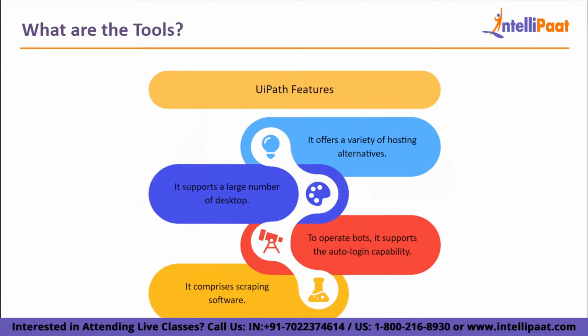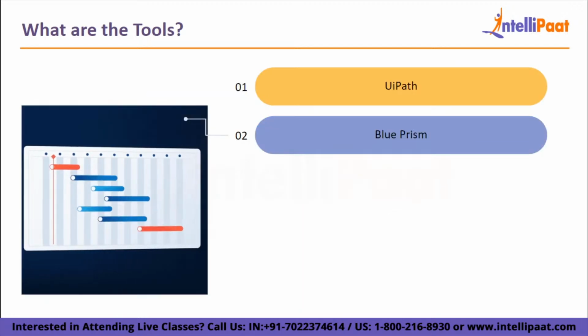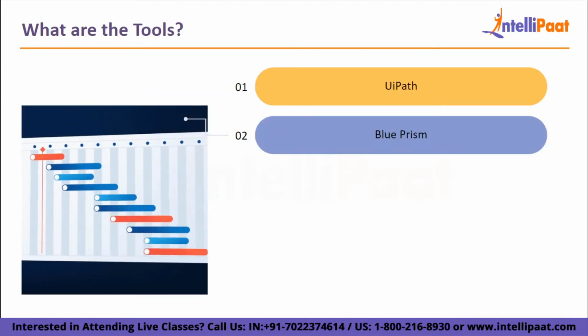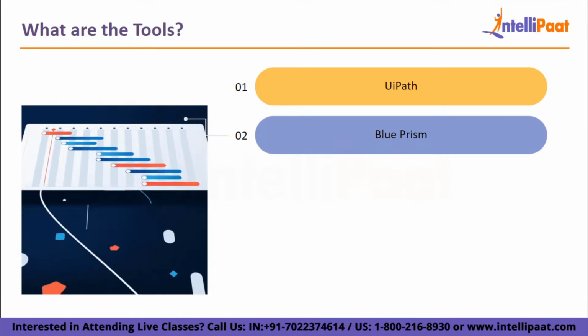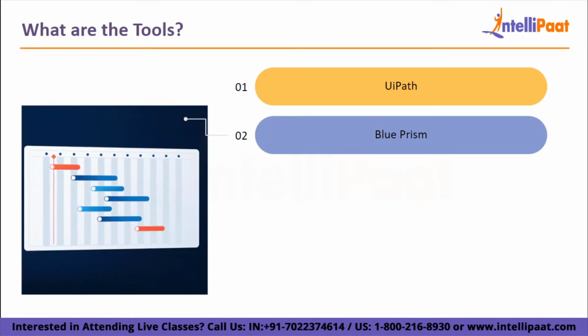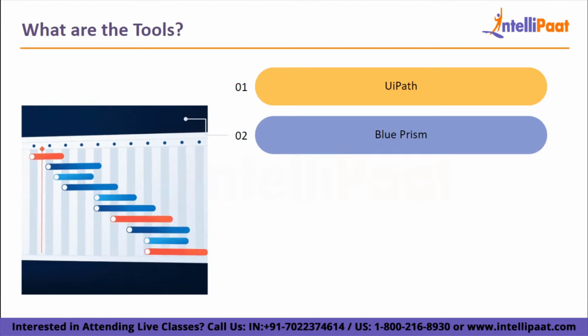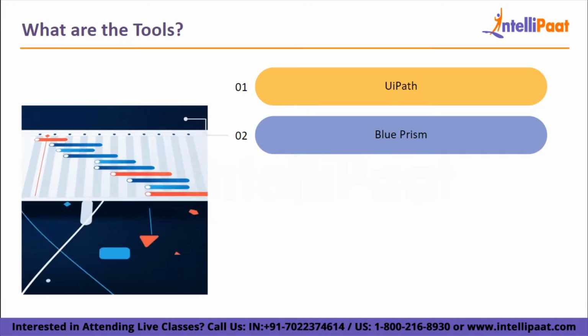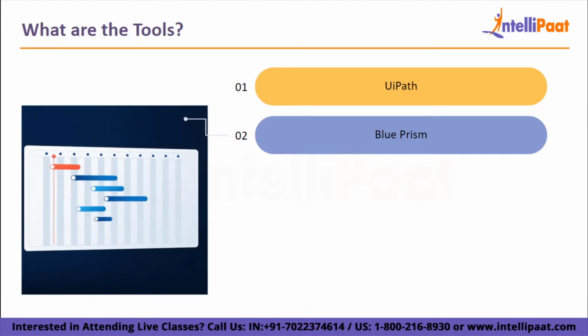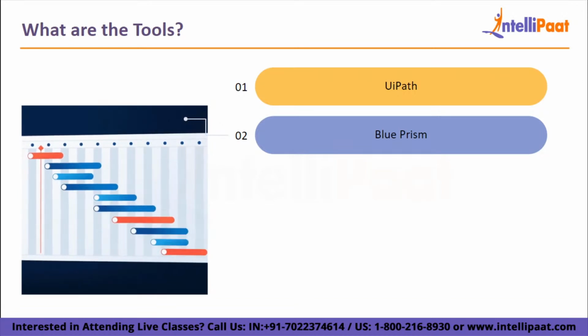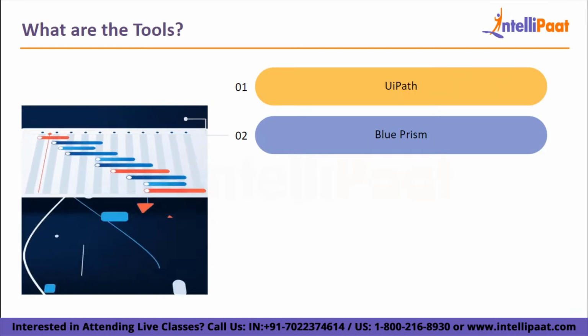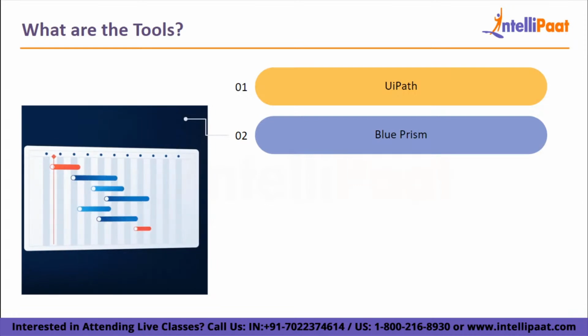The next tool is called Blue Prism. Blue Prism is an RPA tool that offers businesses a virtual workforce. It enables businesses to automate manual, routine, and rule based business procedures in a quick and economical way. To automate the task, drag and drop functionality is provided. Let's take a look at the features.